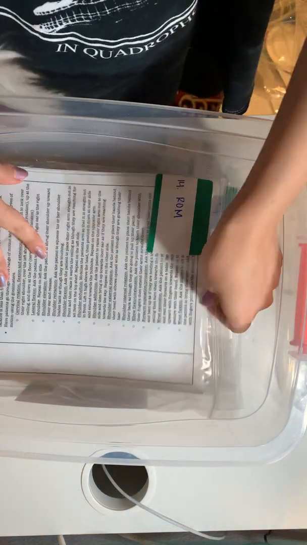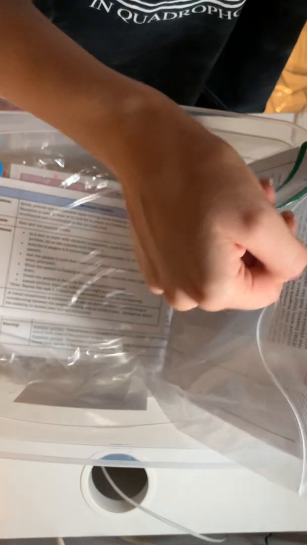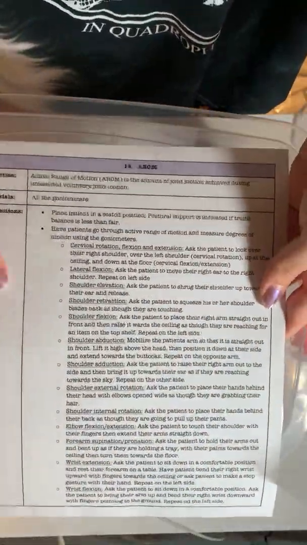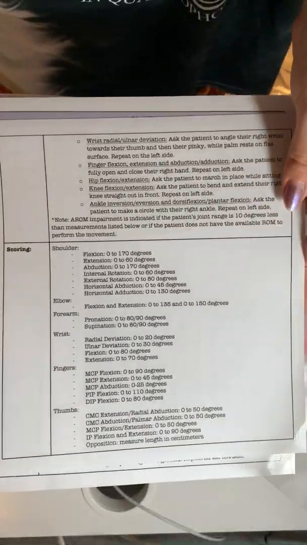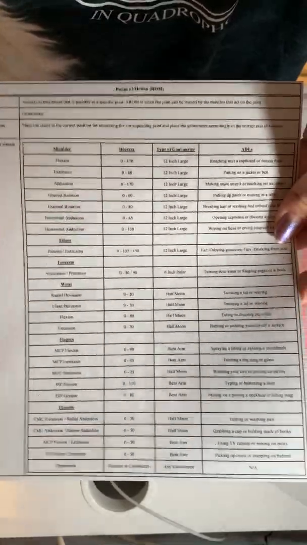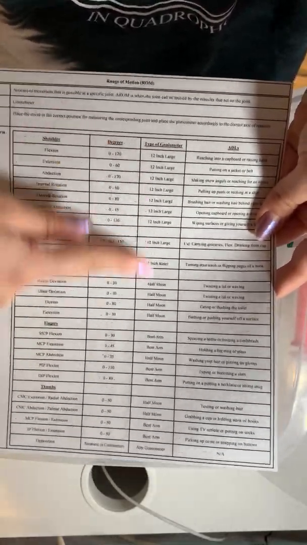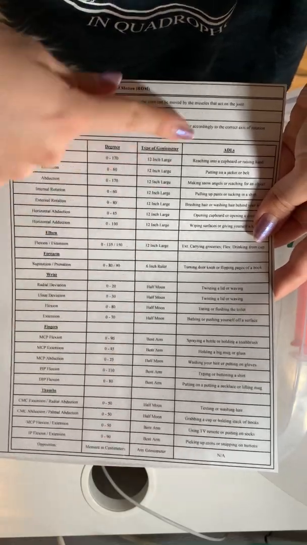Next we have range of motion. First we have AROM. And here's the second page to AROM. And then I have this little cheat sheet. So I have all the motions, their degrees, the types of goniometer to use, and then the ADLs that correspond to those motions.